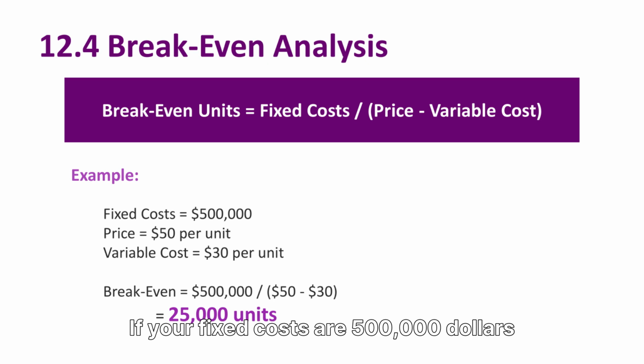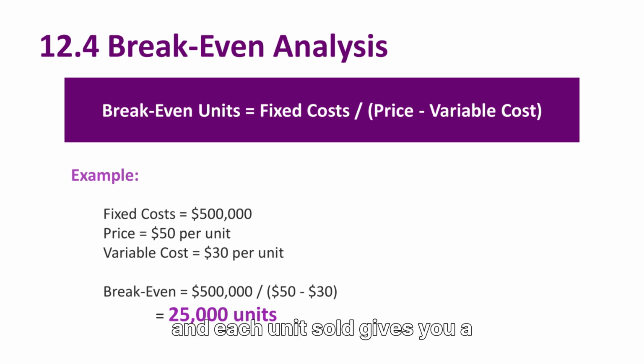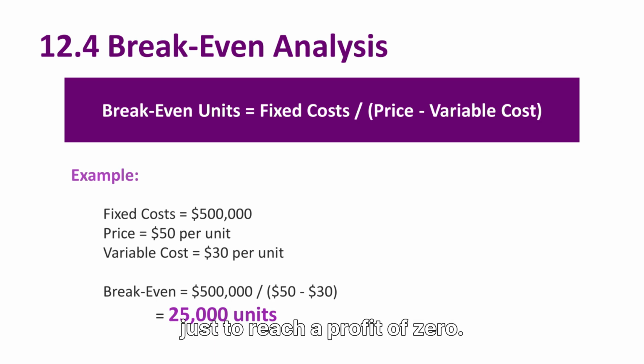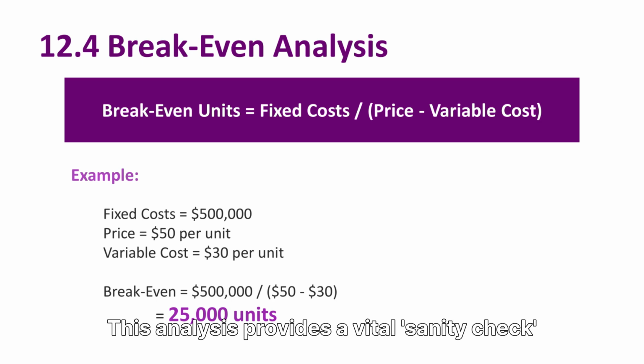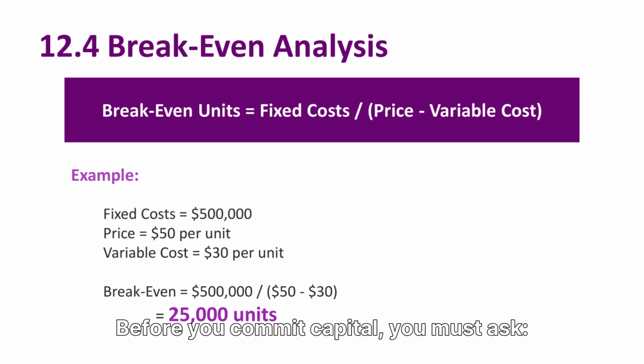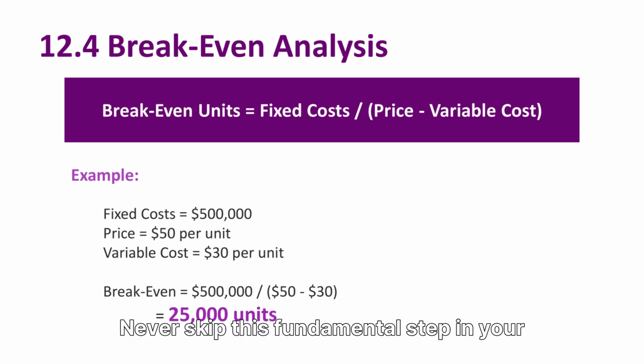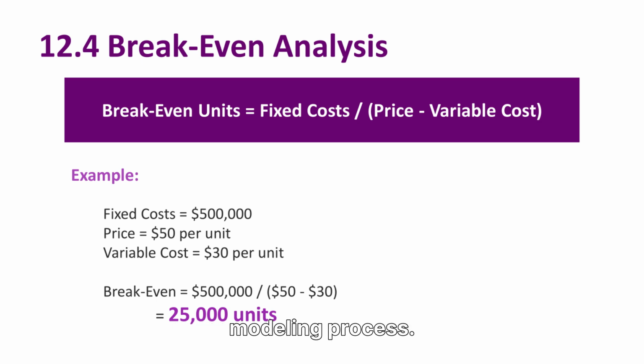If your fixed costs are $500,000 and each unit sold gives you a $20 margin, you must sell 25,000 units just to reach a profit of 0. This analysis provides a vital sanity check for any new venture. Before you commit capital, you must ask, is it realistic to sell this many units? If the market is only 10,000 units, the project is a guaranteed loss. Never skip this fundamental step in your modeling process.